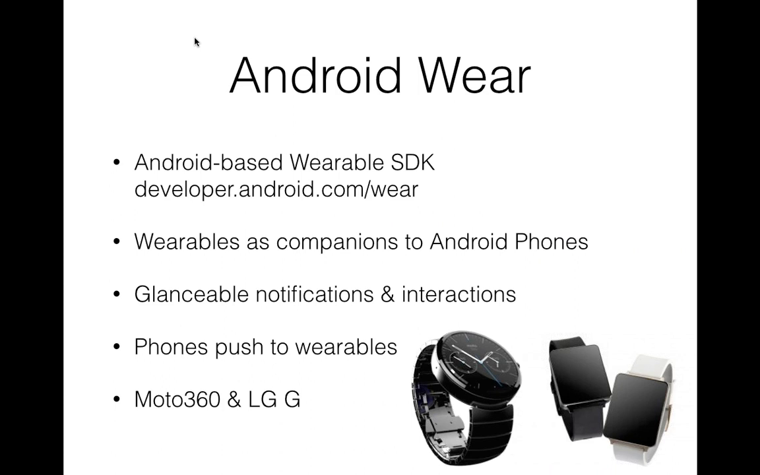The way it actually works is that you have the Android phone, and it pushes notifications to a watch, per se, and then on the watch, the user can take actions that actually do something on the phone. Obviously the app on the phone can do whatever it wants. So that's the interaction model.